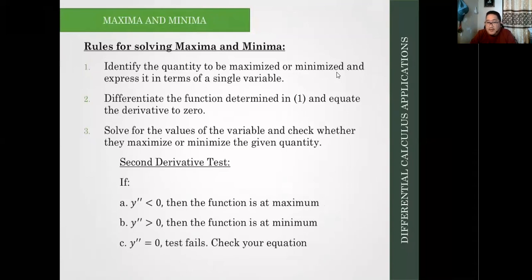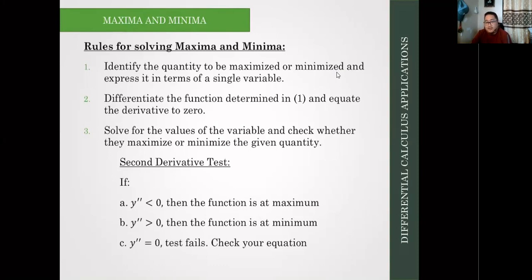Okay, so let's start with maxima and minima. So sa maxima and minima, there are rules for solving it. Okay, so ito siguro yung steps na maganda alamin natin to follow para ma-solve natin yung given problem sa atin, no? First one is, once we read the problem, is to identify the quantity to be maximized or minimized. Kasi di ba sa maxima and minima, may hinahanap tayong maximum or minimum value dun sa problem. Kaya siya tinawag na maxima and minima. And we have to express that maximum or minimum amount or quantity into a term of single variable.